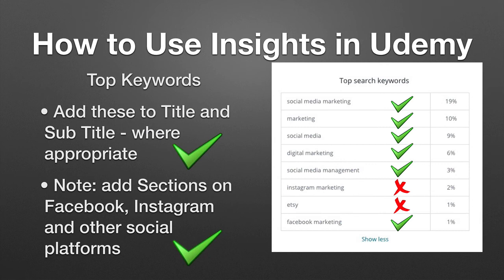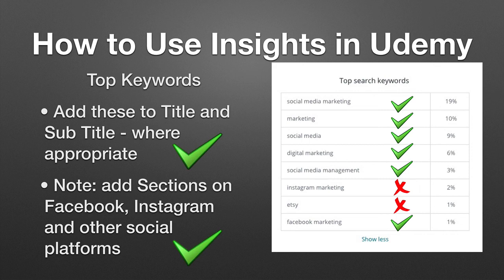The next area you can look at is the top search keywords. You can pick out from these the ones which might be appropriate to your course and make a note of them for either using in your title or your subtitle. But it's also helping you to see what other areas you need to be including in your course, such as Facebook, Instagram, and other social media marketing platforms. Now, Instagram marketing may not be particularly relevant, perhaps, if I'm not really good at Instagram. Certainly for this, Etsy, which is an online shop thing, isn't really very helpful for what I want to do. So I've crossed that one out.